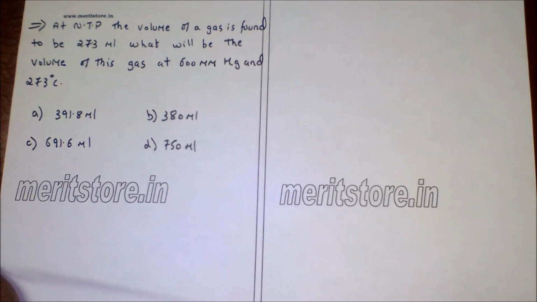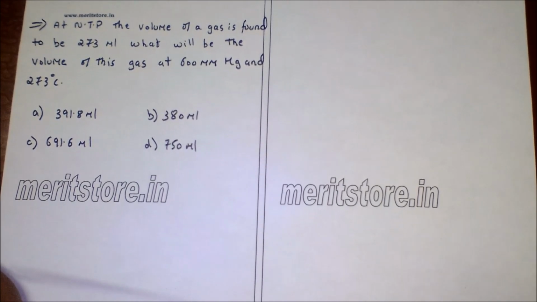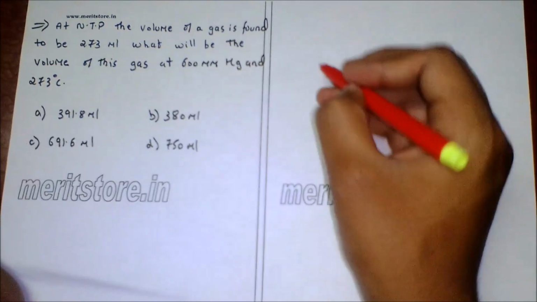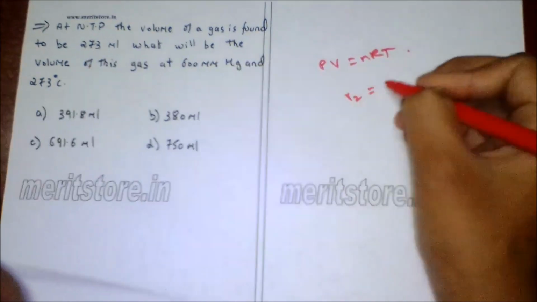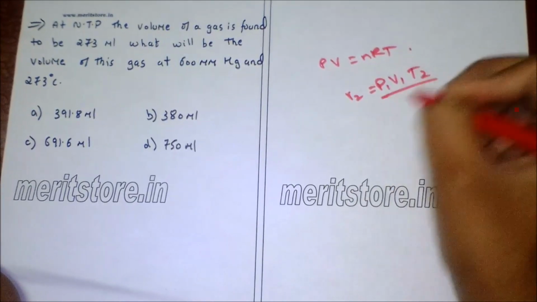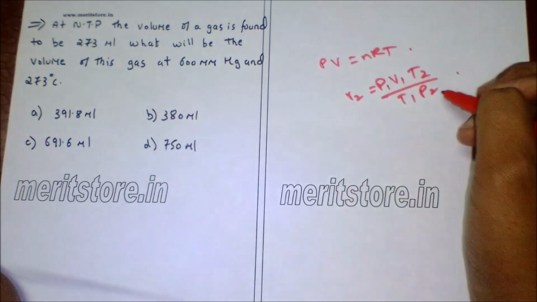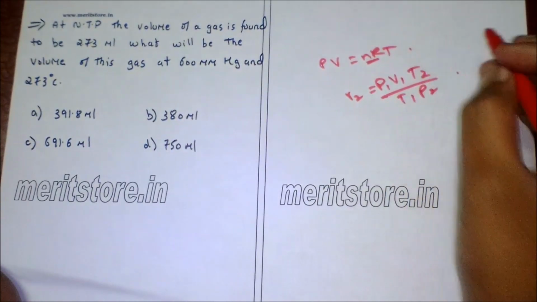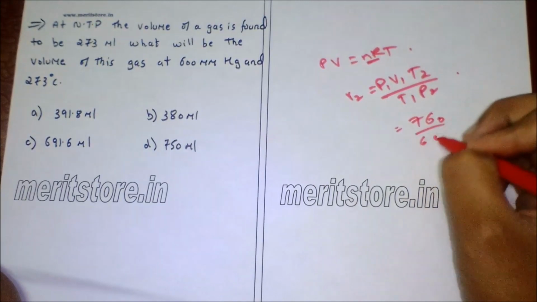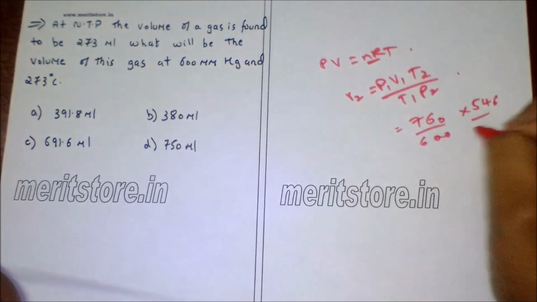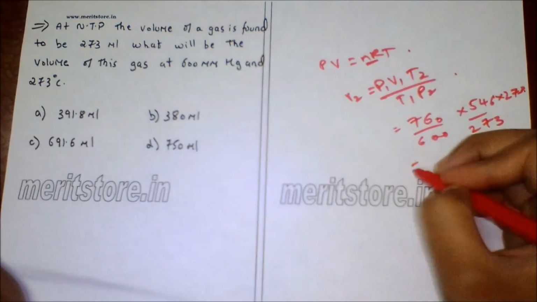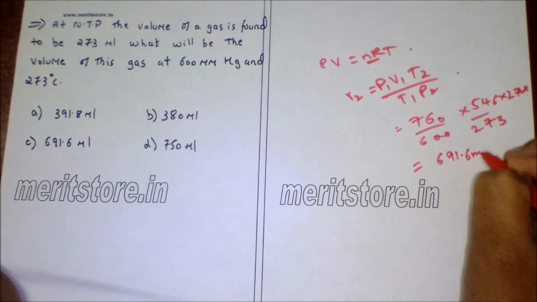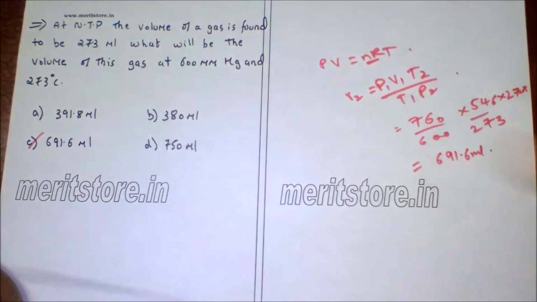At NTP, the volume of gas is found to be 273 ml. What will be the volume of gas at 600 mm of Hg at 273 degrees Celsius? So we know that PV is equal to nRT, from this equation we can write V2 is equal to P1 V1 T2 upon T1 P2, as the number of moles and R are constant. So 760 upon 600 is the pressure, 546 upon 273 is the temperature into 273. So this comes out to be 691.6 ml of volume. So option C is the correct answer.